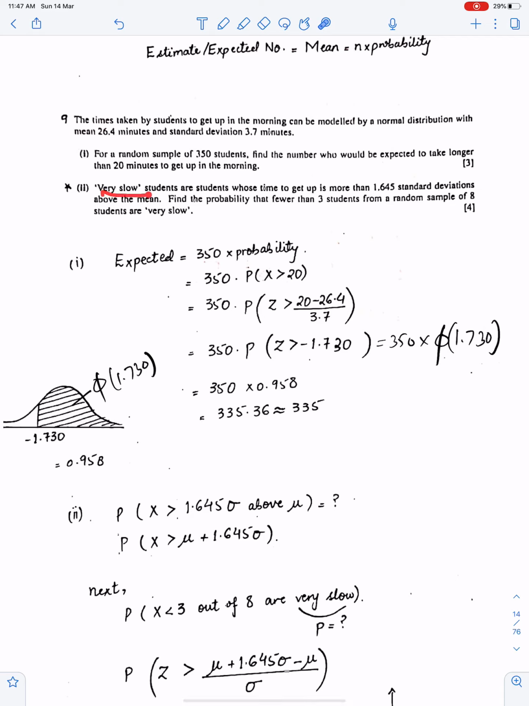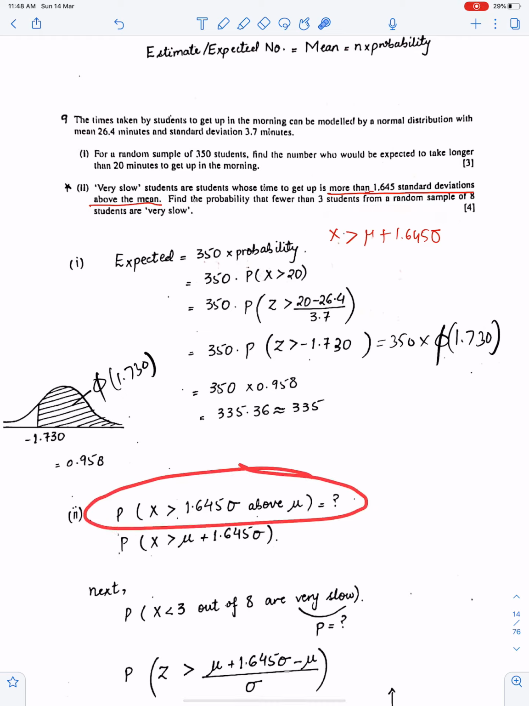Now part 2, very slow students are students whose time to get up is more than 1.645 times standard deviation above the mean. I discussed this in my lecture. Above the mean means mu plus, and more than means greater. So this statement means this thing. Mathematically you have to write this.